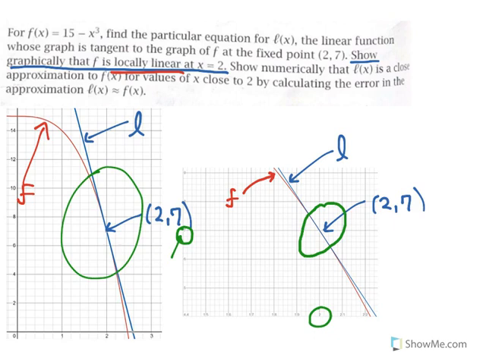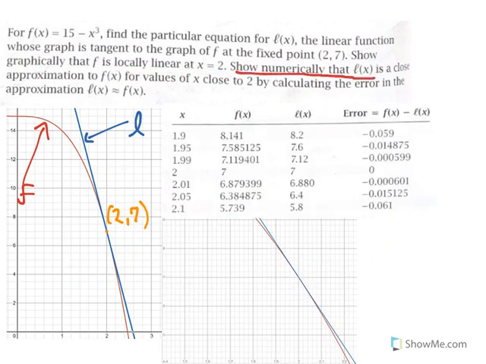That is what is meant by locally linear at x is equal to 2, meaning that the graph of f can be approximated pretty well with a line for x values that are close to the x value of the point of tangency. That is the concept of local linearity.